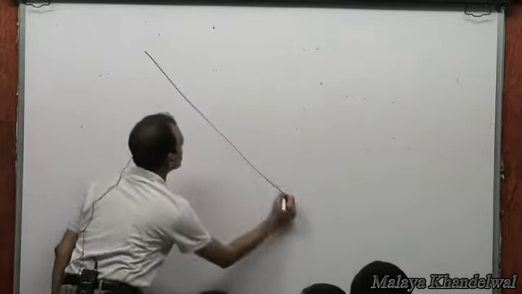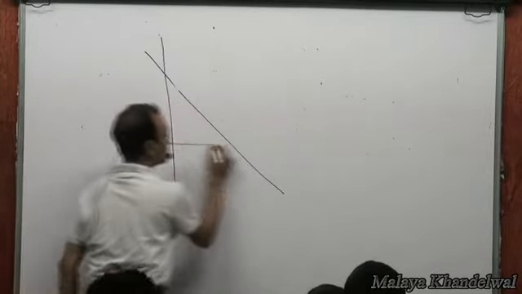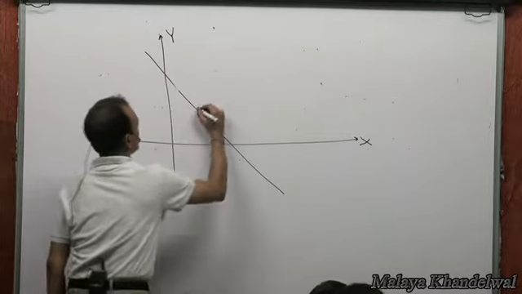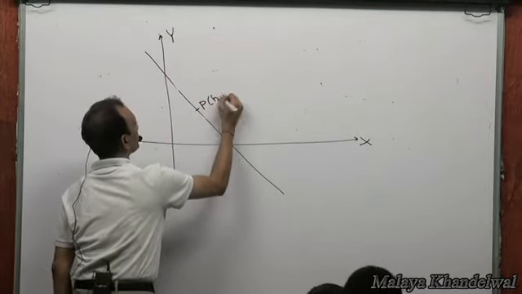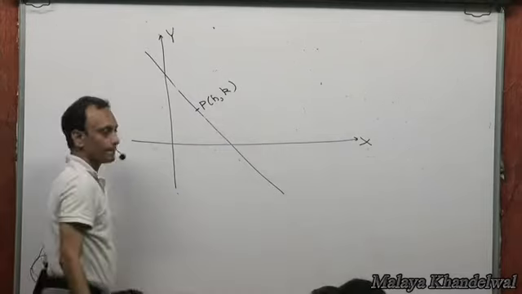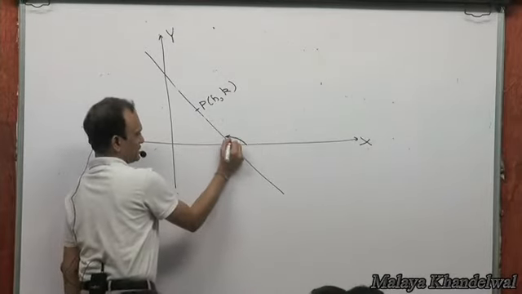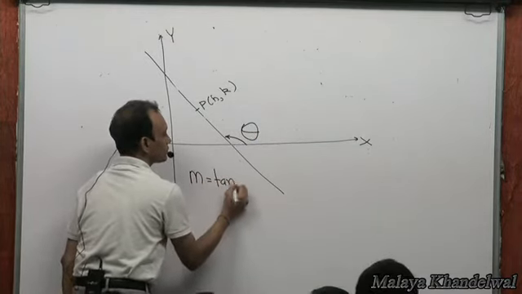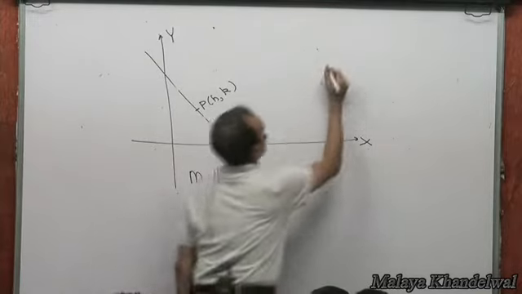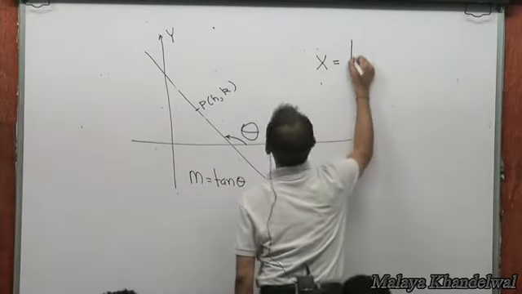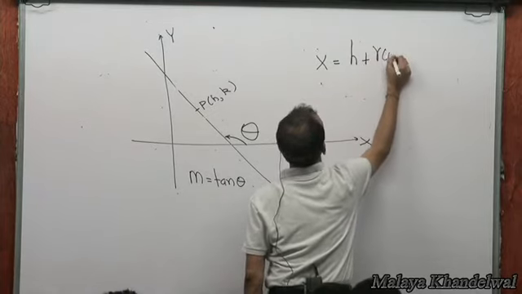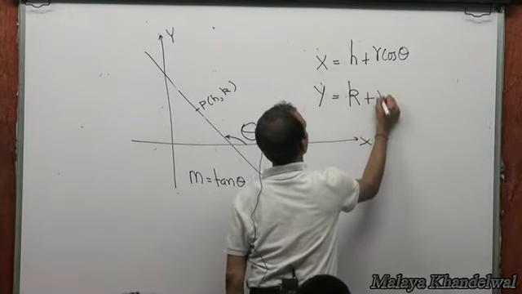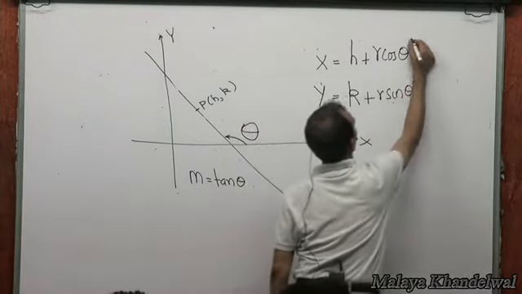Say there is a line like this, for example, and there is a reference point P, (h, k). This is theta, and the slope of this line is tan theta. Then the x, y coordinates of any point on the line are given by x is h plus r cos theta, y is k plus r sin theta. Right?